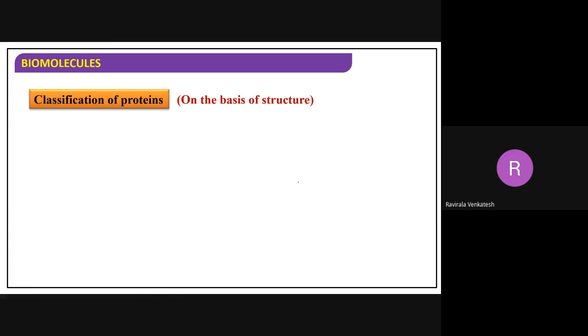Classification of the proteins. Based on the structure, we can classify the proteins here. Now let me see the two classifications. One is fibrous, the other is globular. Fibrous and globular. What is the best example for the fibrous? Can anybody give one example for the fibrous protein? Bio students know? Give one example for fibrous and globular.